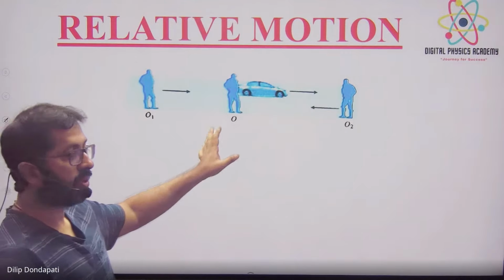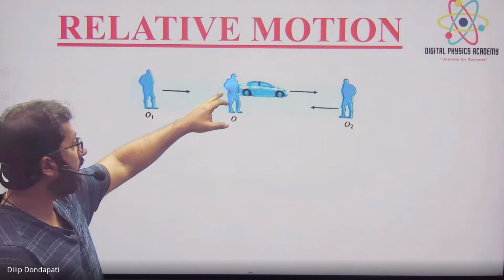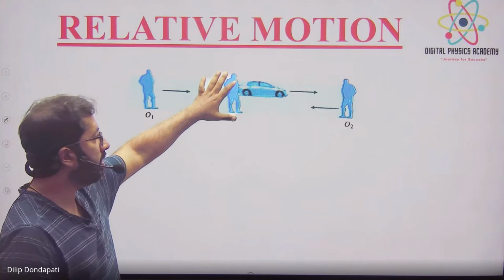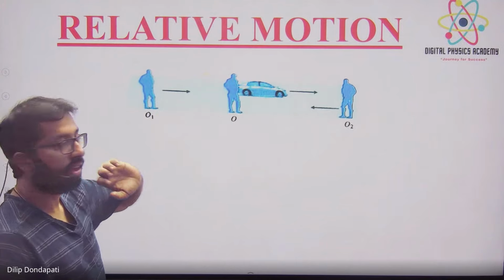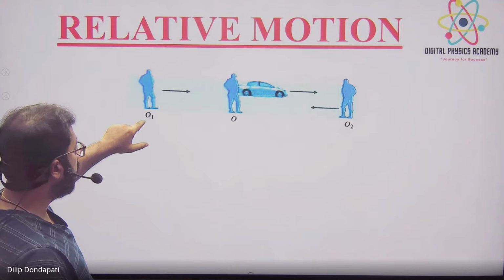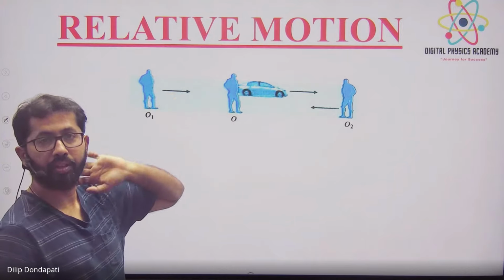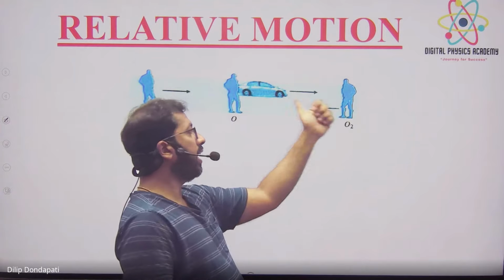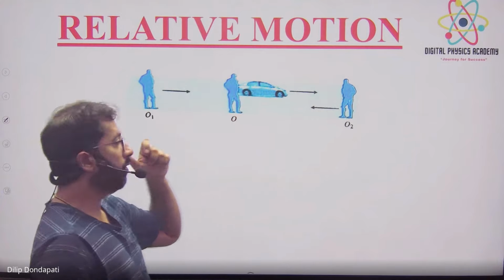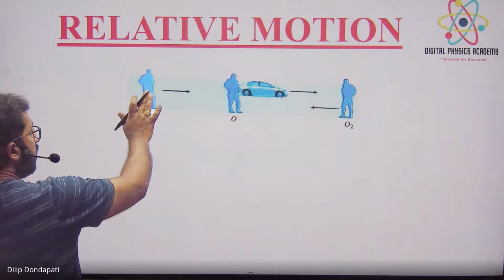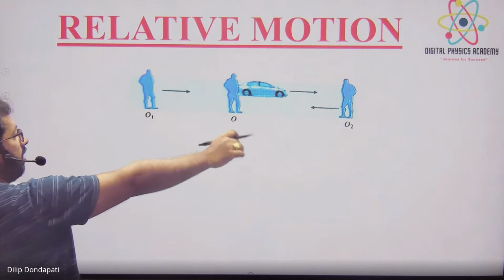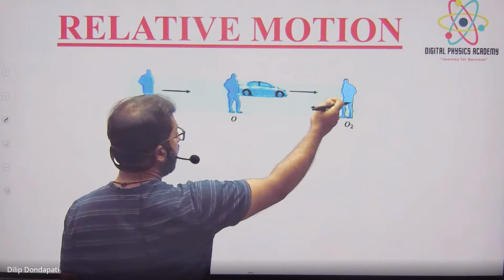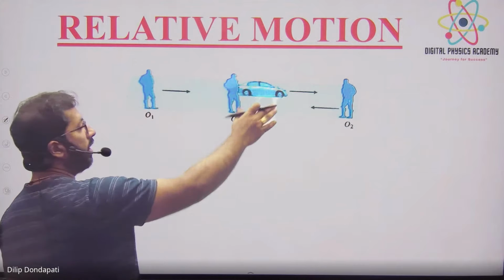Suppose three persons, देखो, a car is moving. One person is at rest. One person, observer one, is running with some speed. Observer two is running in the opposite direction with some speed. This observer is running in the left direction and the car is moving in the right direction.